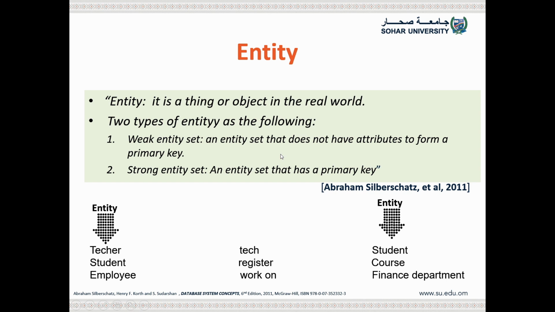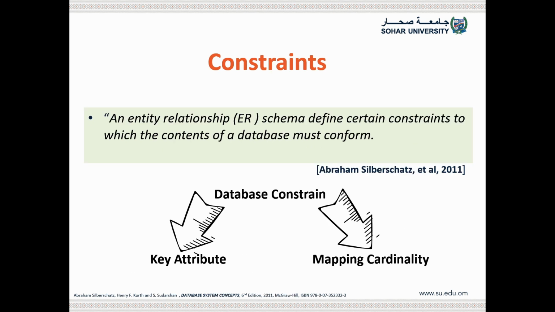Primary key means the primary key of the entity. Okay. Constraints. An entity relationship, ER. You need to remember this. If you see ER in the exam, you need to know it's entity relationship: the relationship between the entities inside of the database, not the table.